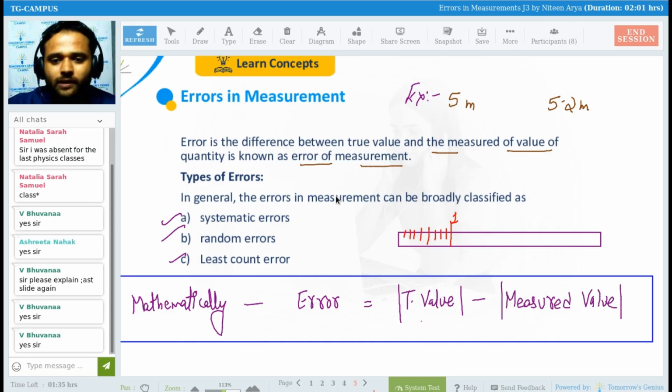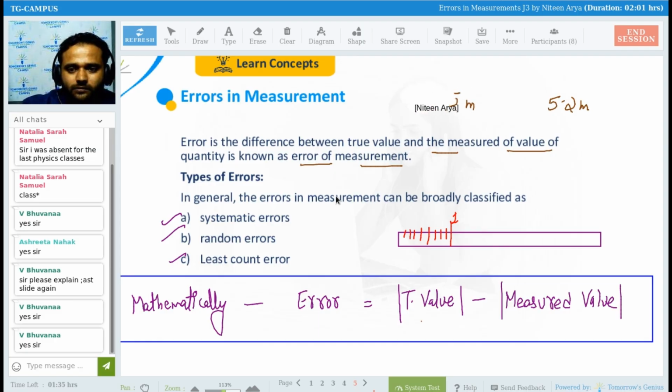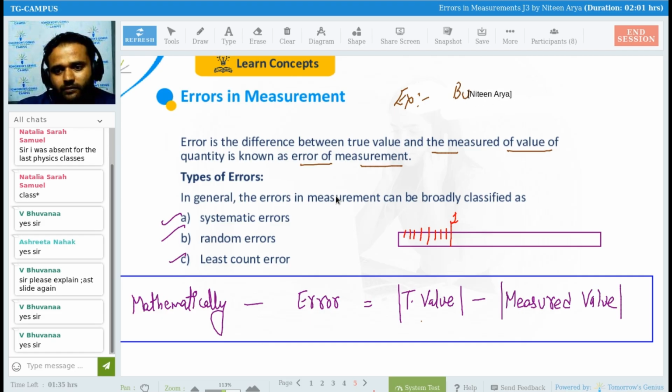Random error is basically human error, like you are not focused enough while taking that particular measurement, then it is going to be random. Least count error is dependent on the instrument again. Is this clear? First of all, tell me whether the error is clear to you guys, and then the types of errors. Then I can move ahead. Tell me, everyone.